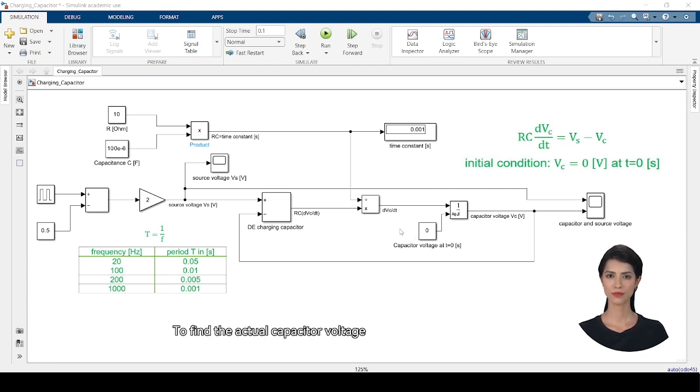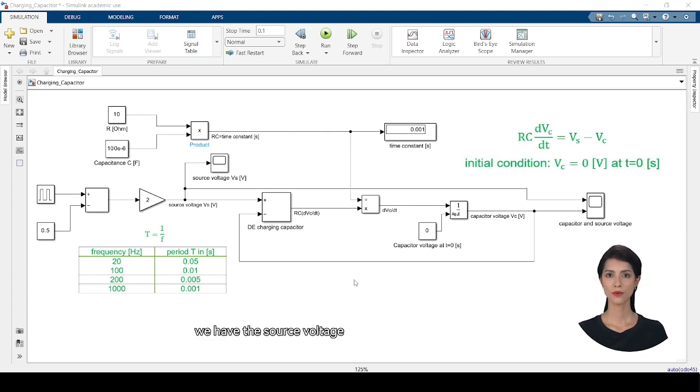To find the actual capacitor voltage, we feed the derivative into the integrator block. The output of this block gives us the desired capacitor voltage. Don't forget the initial condition: set the capacitor voltage to 0 volts at the start. This is noted above. The time constant is calculated from the resistance and capacitance of the capacitor and remains constant throughout the simulation at 1 millisecond. It indicates how quickly the capacitor can charge and discharge. The smaller the time constant, the faster the process.